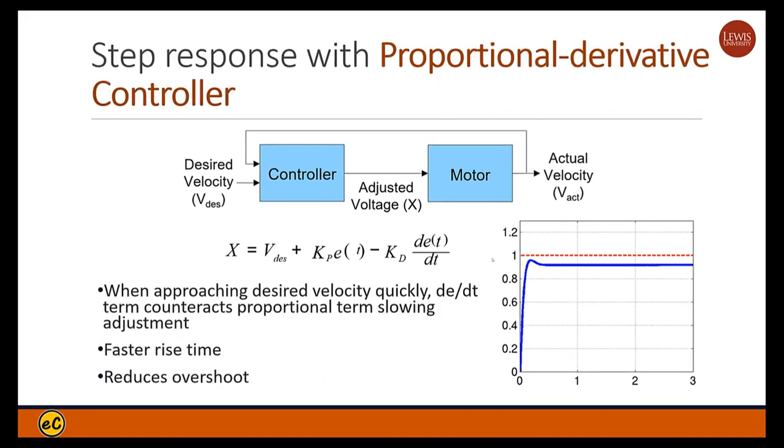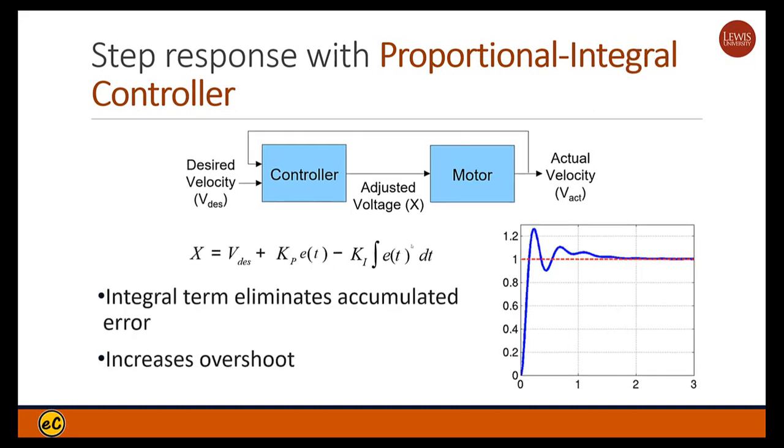Because we don't want that overshoot, we try to use the PD, the proportional derivative controller. This one still has the proportional amplifier, so the rise time is still faster, and the overshoot is reduced because you take the derivative. But the problem is that the gap still exists.